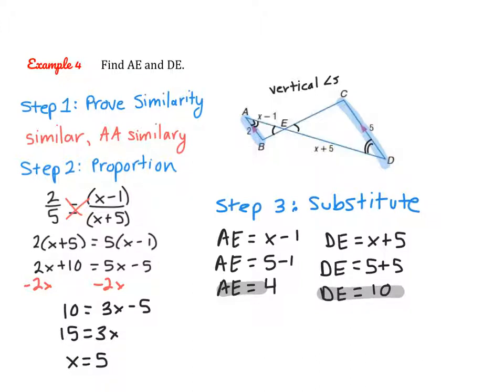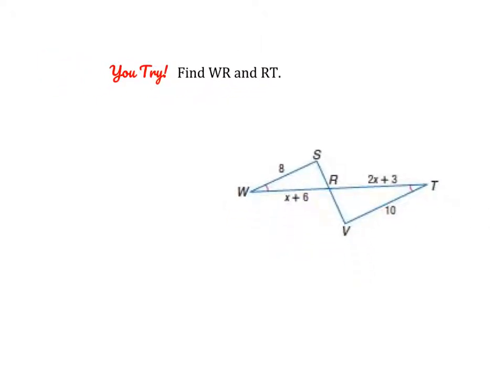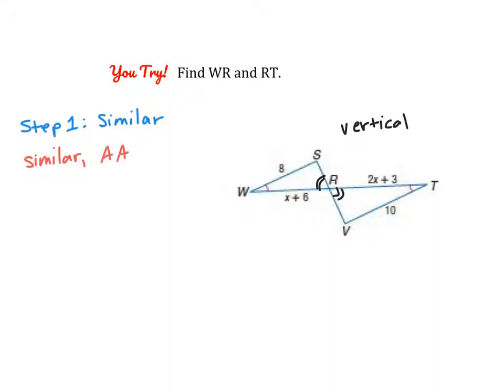And then we're done. So, alright, go ahead and pause this video and give this last problem a try. Okay, let's go over it together. So remember, step 1 is to prove that the two triangles are similar. So we already have one set of congruent angles, and we know that these two angles are congruent because they are vertical. So we know that the two triangles are similar because of angle-angle similarity. So now we can move on to step 2, which is to create the proportions.